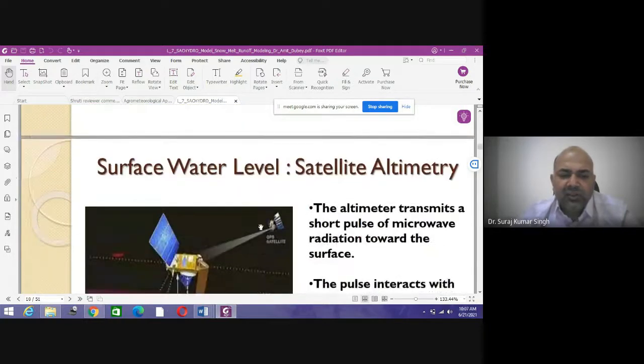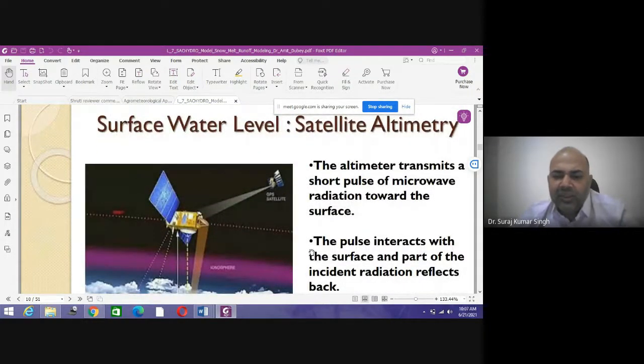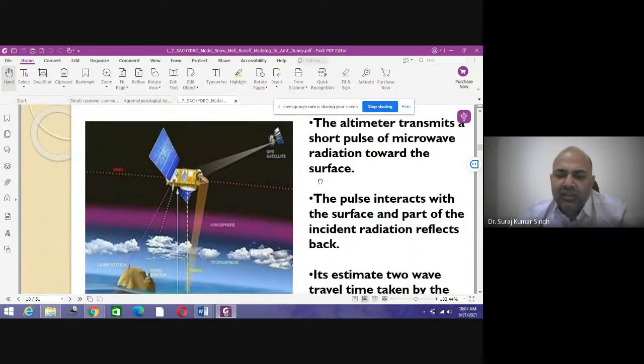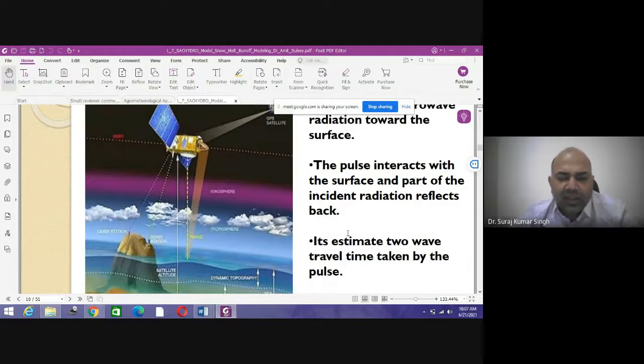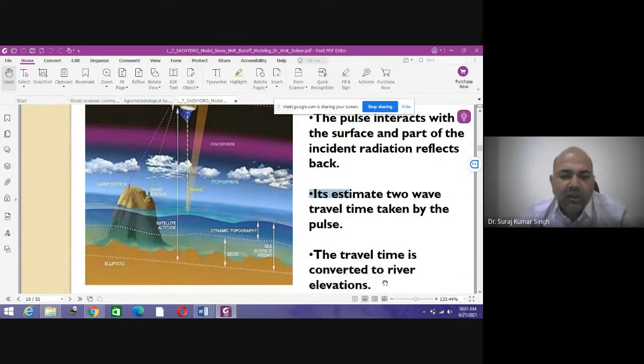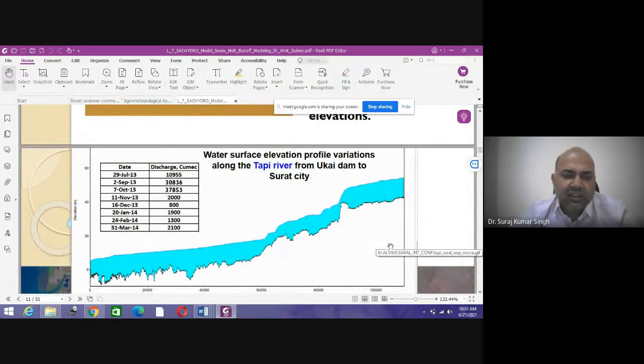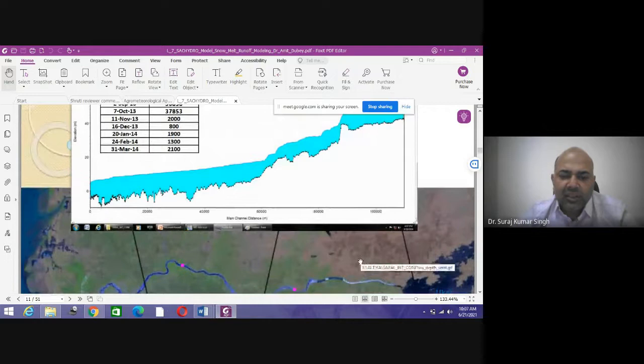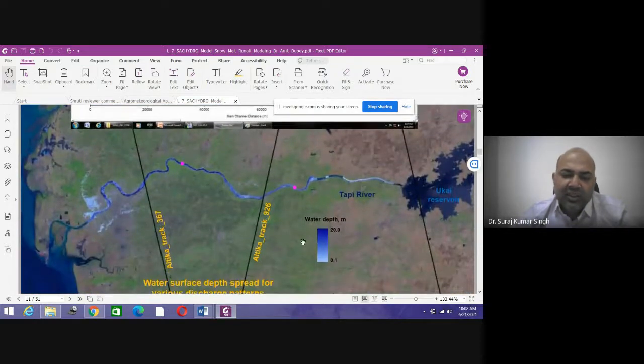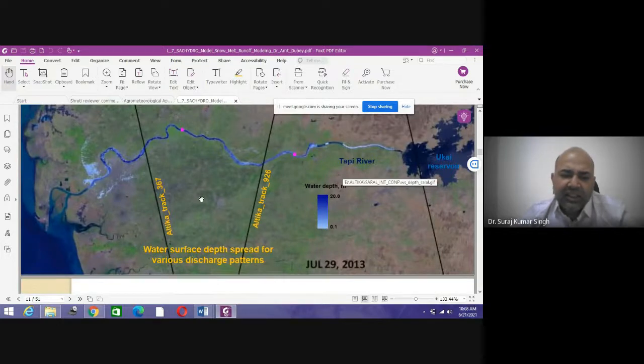Now we'll be going into some remote sensing applications where altimeters, microwave data sets, or remote sensing data sets are used to detect, capture, and map the data, and then we can create different kinds of profiling along the various banks, dams, and reservoirs using remote sensing satellite data sets. Here you can see that using the satellite data, Altika track 367927, we are trying to measure the water depth spread over various discharge patterns.